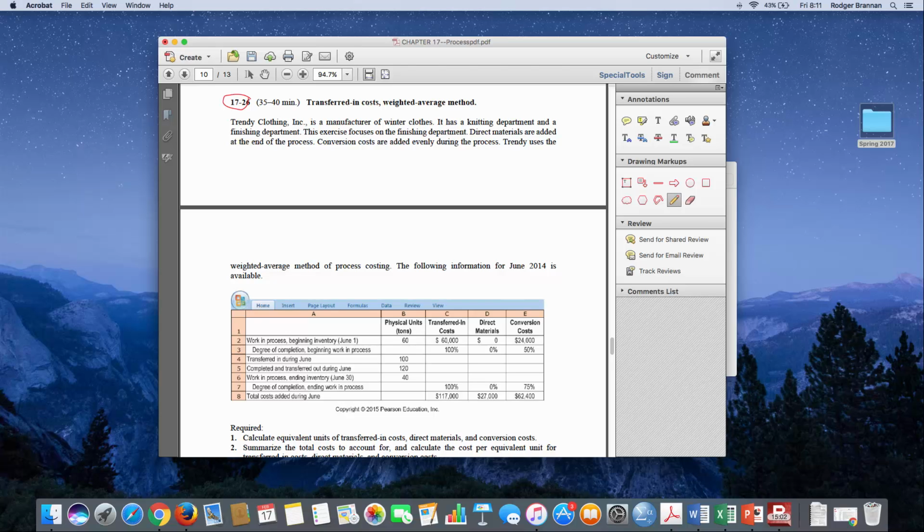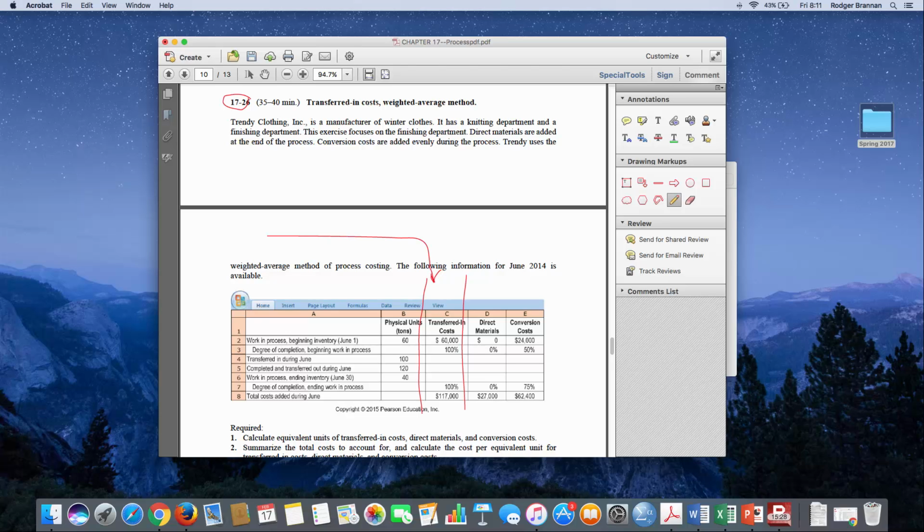The difference is that in this particular department, drawing a line here, I have something that's flowing in from another department that's coming into this department here, and that constitutes a transferred in cost. That could be any number of departments that this unit went through before it got to the department that we're accounting for. It doesn't matter.